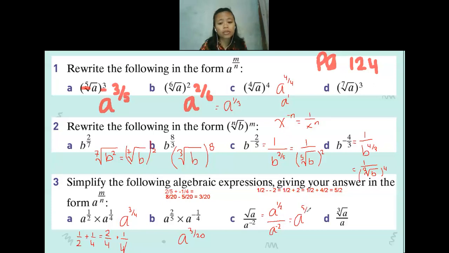No question for sure. Teacher, I'm confused. Which one? At this question, on C? The fraction? No, teacher. From question C or from question A? C. Square root of A will be equal to A to the power of a half.